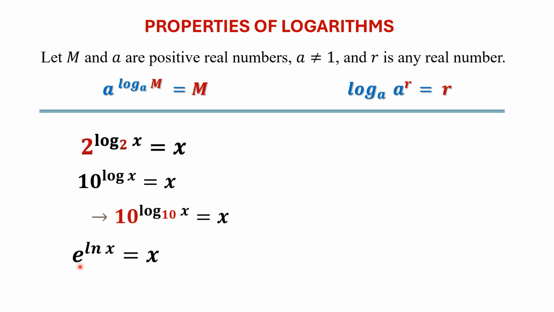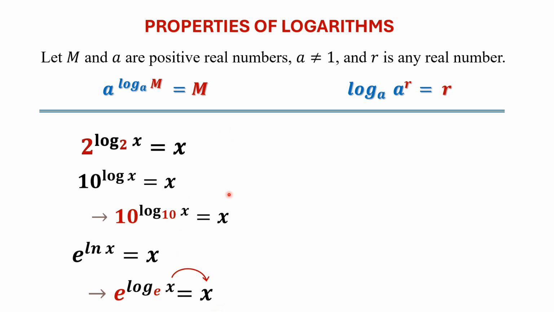And if we have e to the ln of x, it's also equal to x, because ln of x is a natural logarithm, which is a logarithm with the base e. So we can write this as base e to the power log of x with the base e. So since they have the same base, the answer is also x. So this is applying the first property.